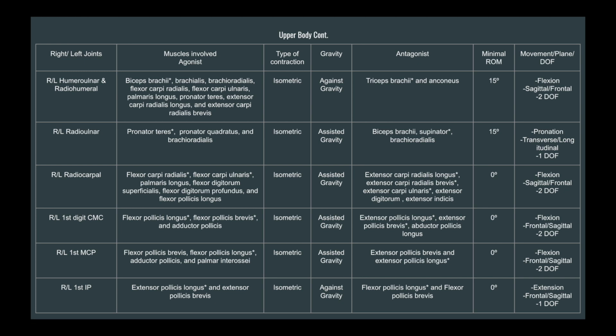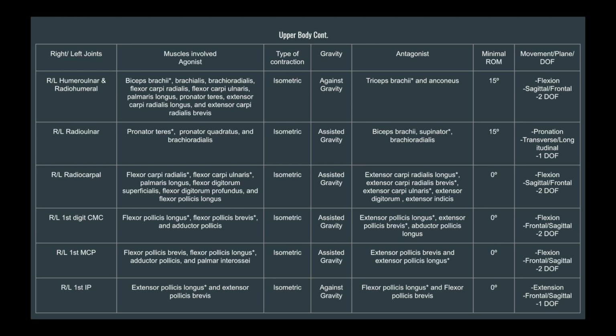Next is the radial ulnar joint in pronation in the transverse plane and longitudinal axis. The main agonist muscle is the pronator teres. The antagonist muscle is the supinator. Next is the radiocarpal joint in flexion in the sagittal plane and frontal axis. The main agonist muscle is the flexor carpi radialis and flexor carpi ulnaris. And the main antagonist muscle is the extensor carpi radialis longus and brevis and extensor carpi ulnaris.